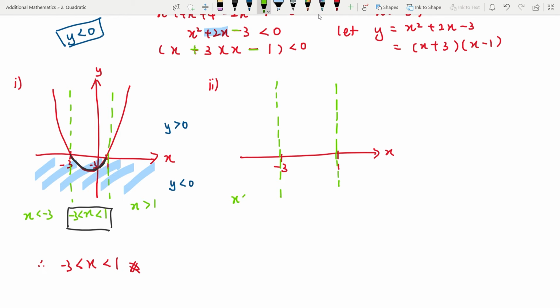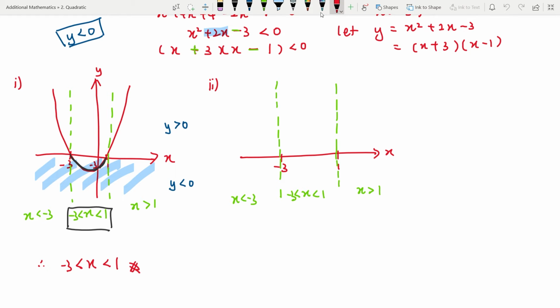This section is x is less than -3. The middle section is x is between -3 and 1. And this section is x is greater than 1. Then we choose the values of x that satisfy x is less than -3, x is greater than 1, and x is between -3 and 1 on the number line and substitute them into y.